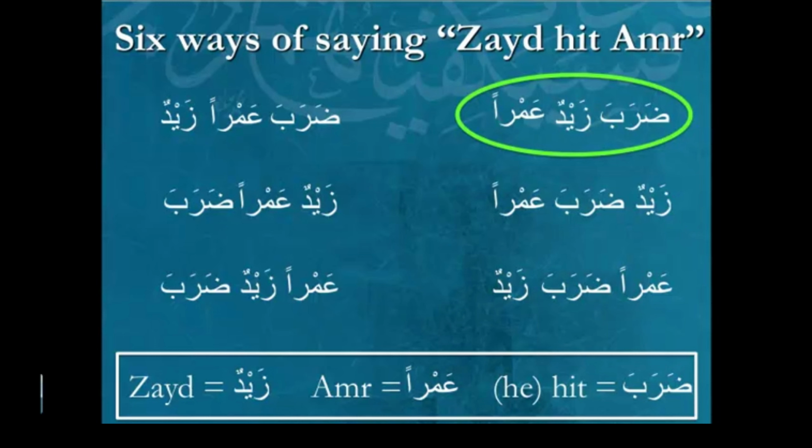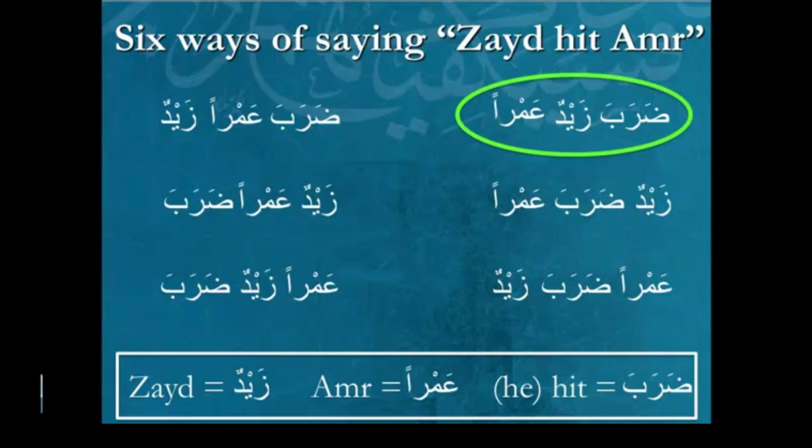Like the top one, the one that I've circled in green, is 3 words. Fi'al, there's the fi'al there, daraba, there's the fa'il, Zayd, and there's the object, Amr. And the one beside that is also 3 words. Fi'al, the only difference is that the object's coming first and the subject is delayed. But other than that, same basic meaning there. The one underneath, Zaydun daraba Amran, is 4 words. Okay, Zaydan Amran daraba is also 4 words.